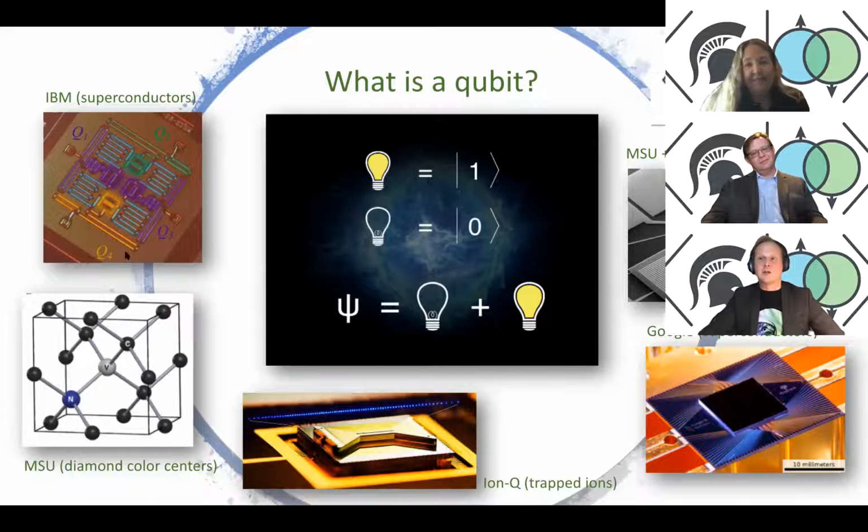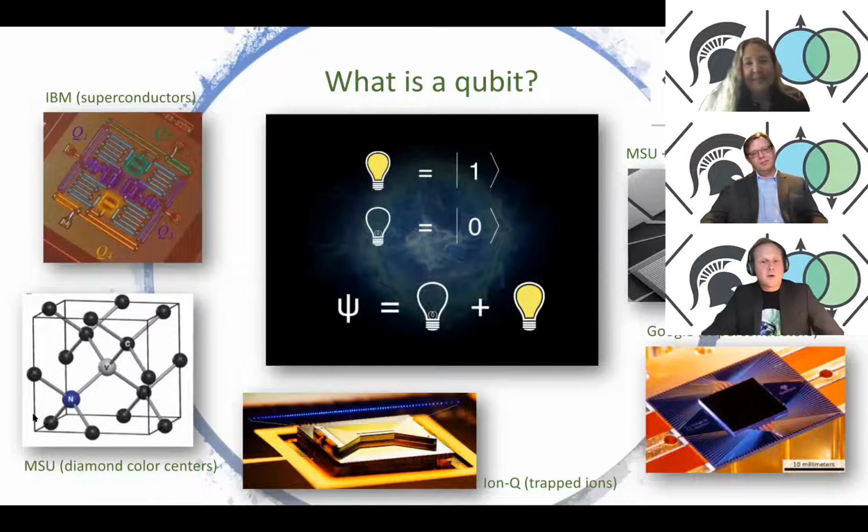So people can engineer circuits that are made out of superconducting materials that can behave like these qubits. This is what IBM does. It's also what the folks at Google do. We work on this at MSU. There's a number of groups working on superconducting circuits that are useful for quantum computers. My group is one of them in particular.